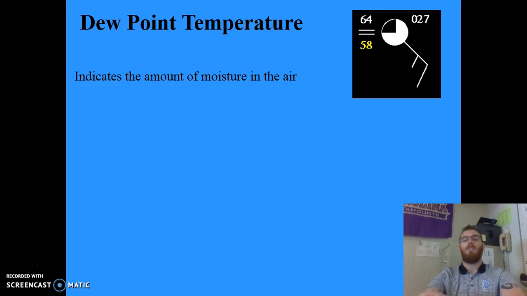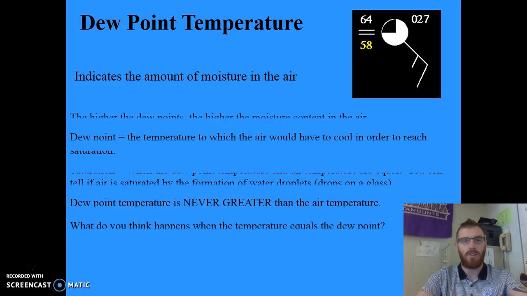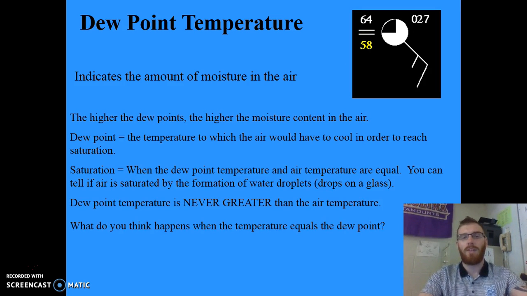All right, the number at the bottom left corner here is the dew point temperature, and that indicates the amount of moisture in the air. So the higher the dew point, the higher the moisture content in the air, and dew point is actually equal to the temperature to which the air would have to cool in order to reach saturation.